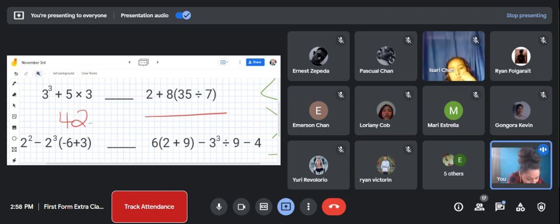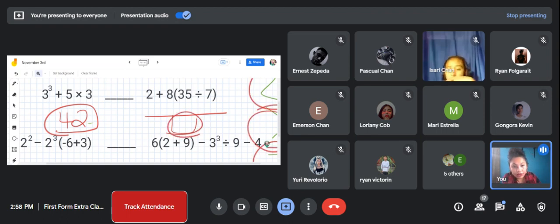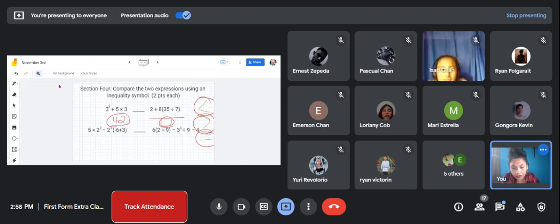And then when you get the answer, you are going to decide between these two numbers. Is it less than, is it more than, or is it equal to? That is what you have to do. Any questions with this one?